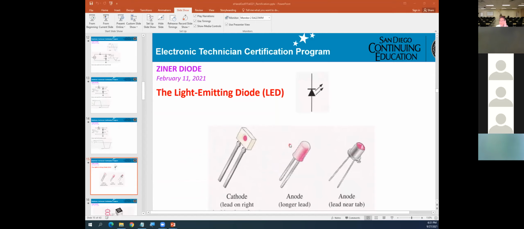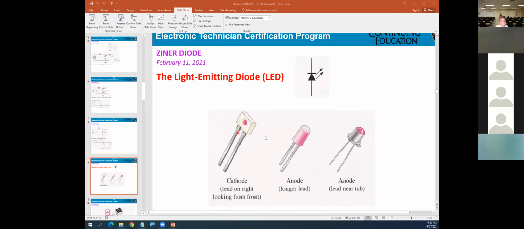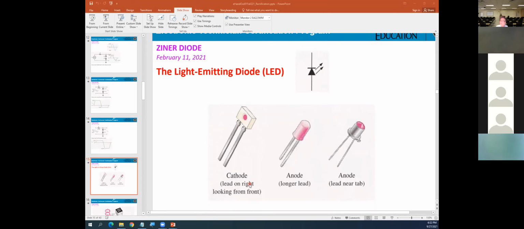Okay? Light emitting diode. That means you can see that light emitting LED. So when they are on, you see they turn red or green or whatever. And this is just a sample for you to look into.